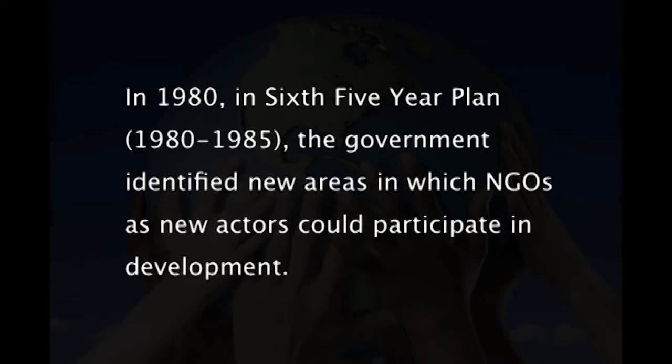A significant growth of NGOs started after India achieved independence. The number of NGOs increased in the 1960s as people felt that the government projects are inadequate to deal with the development of deprived sections of India. In 1980, in the sixth five-year plan, during 1980 to 85, the government identified new areas in which NGOs as new actors could participate in development.